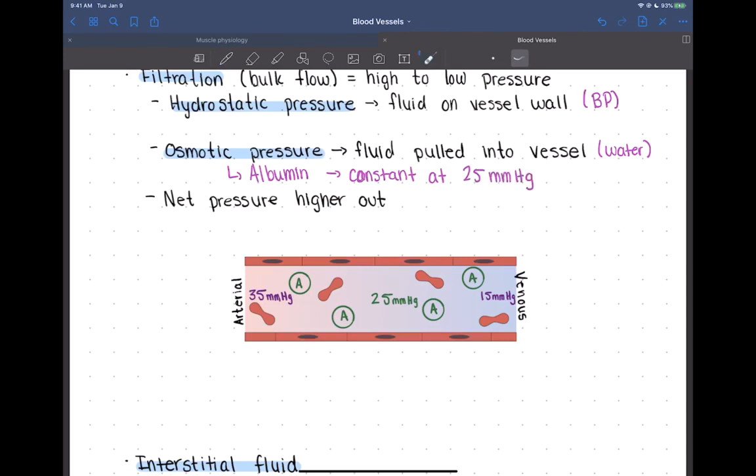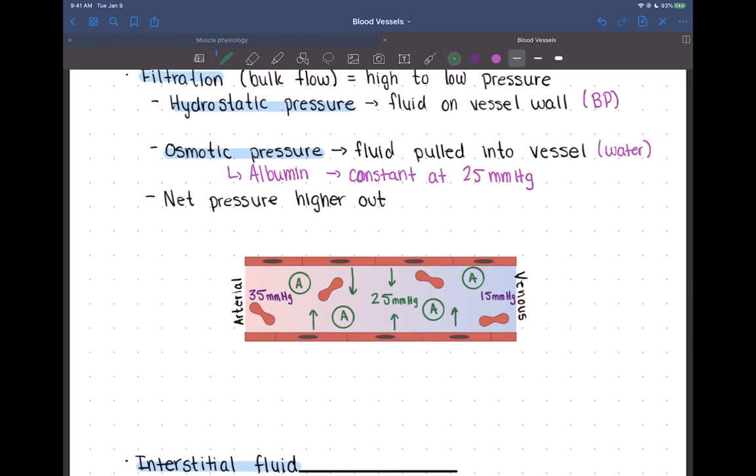Okay, and so what I have here, I have this example of like a little capillary. We have the arterial side here, and we have the venous side here. And so we have these A's are our albumins, and so they are going to be pulling in water, all right, at a pressure of 25 millimeters of mercury.